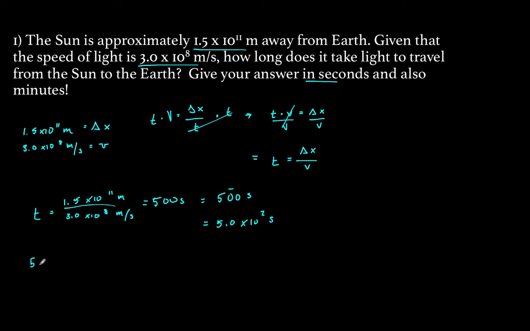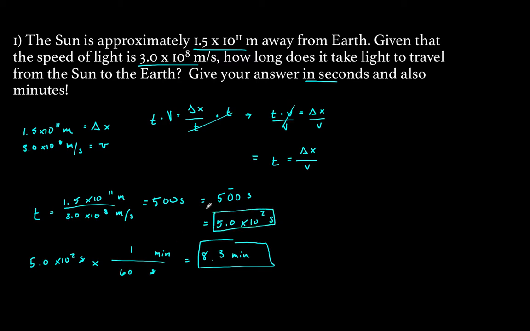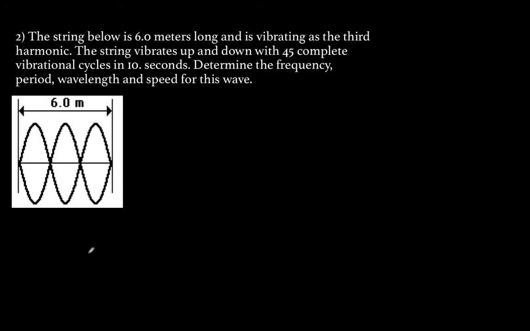So what we do is we have a conversion, 5.0 times 10 to the second seconds, and to get it into minutes, all we need to do is cancel out seconds. We say that there are 60 seconds in 1 minute. Our seconds cancel, and in the end we get 5.0 times 10 to the second divided by 60, which is 8.3 repeating minutes, but with two sig figs it is 8.3 minutes. So 8.3 minutes and this 5.0 times 10 to the second seconds are your two answers for problem number 1. Let's go on to problem number 2.